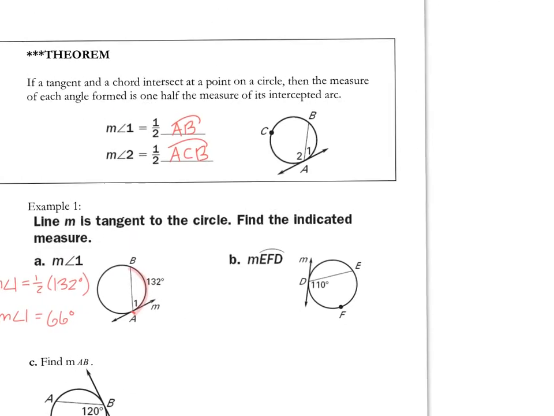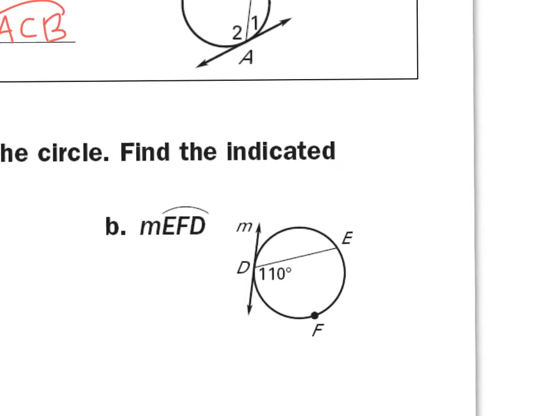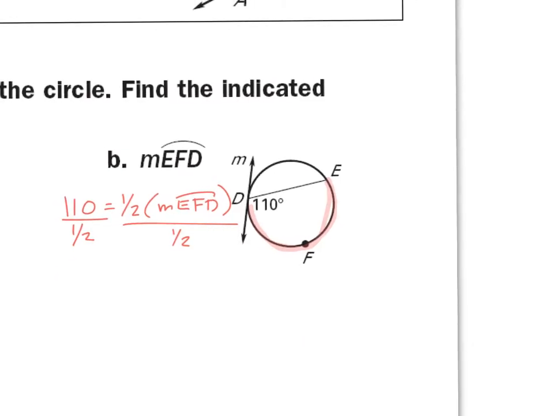Okay, part B. So I want to find the measure of EFD. EFD, so this arc right here. So we're going to set it up the same way. You always start with your angle. So 110 equals 1/2 the measure of EFD. So in order to get rid of that 1/2, we divide by 1/2, which, if you remember in the last video, is the same as multiplying by 2. So the measure of EFD is 220.